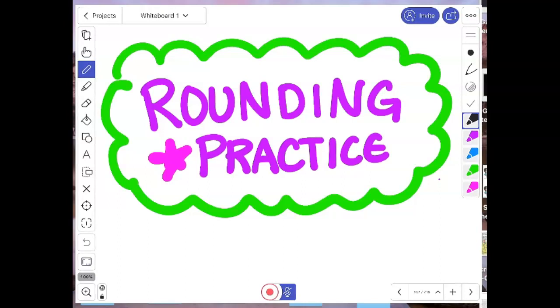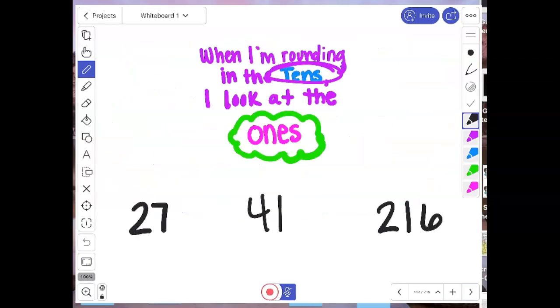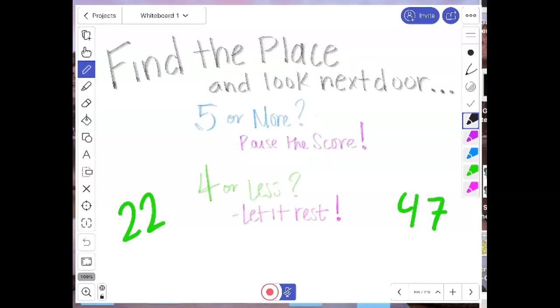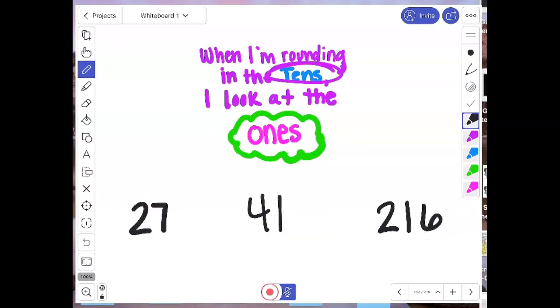So far in this week's lesson we've talked about rounding using a number line and what we know about place value to help us round, and now we're just going to practice. I'm going to show you a strategy, okay? When I'm rounding in the tens place, I look at the ones place. I had a teacher in elementary school who used this little rhyme: find the place and look next door. Is it 5 or more? Then raise the score. If it's 4 or less, then let it rest. Now I'll show you what that means.